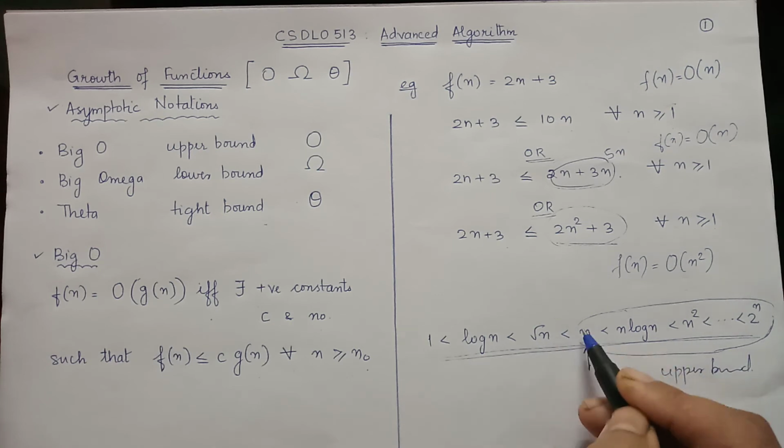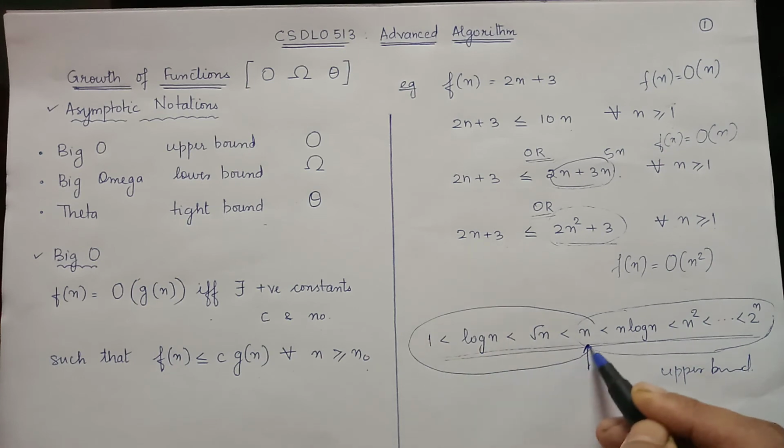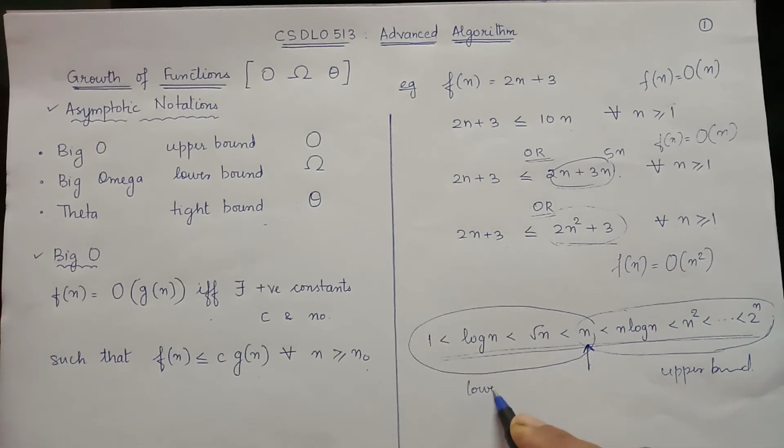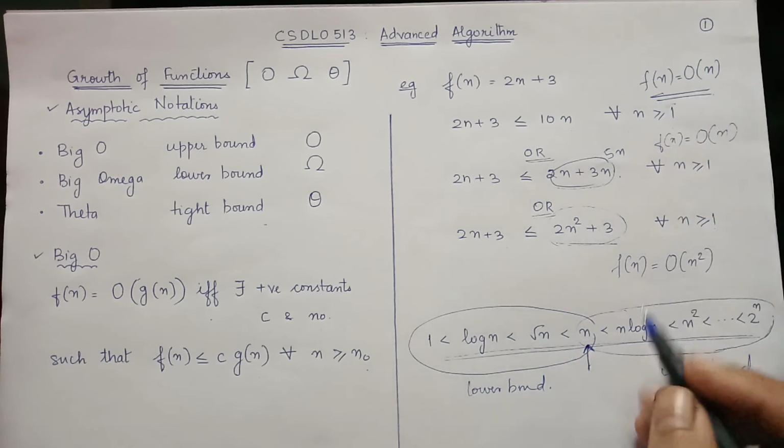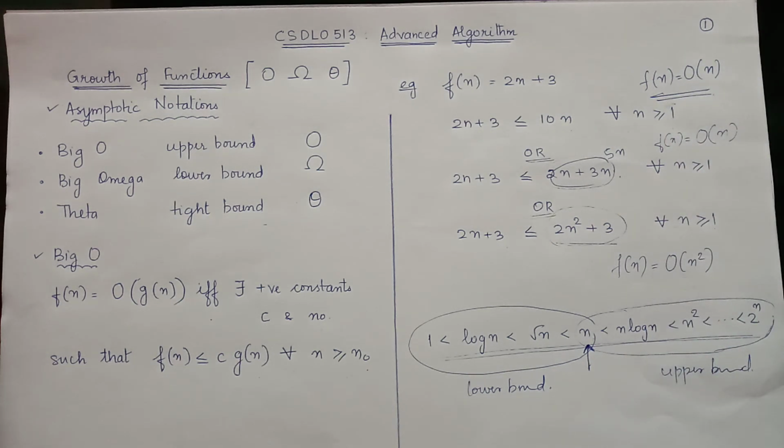Okay, and all these functions to the left turn out to be lower bounds. So our objective is to identify the closest function to n. So here in this case, f of n is equal to big O of n turns out to be the closest function.